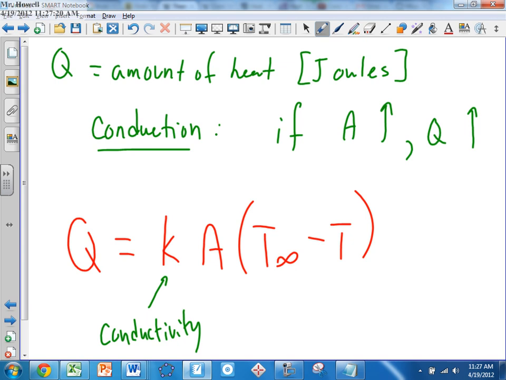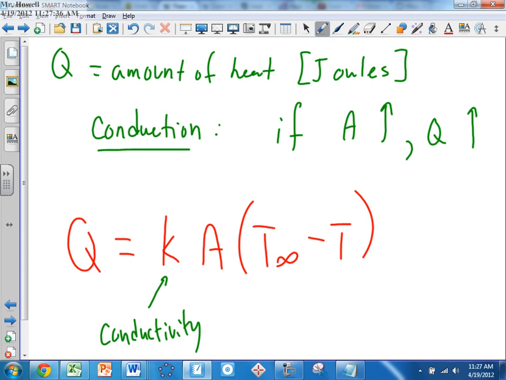Metal versus wood. When I touched the metal, it felt colder. It's got a higher K value, so all the heat in my hand is running into the metal really fast. But when I touch this piece of wood, wood has a very low K value, so the wood does not take my heat very quickly.